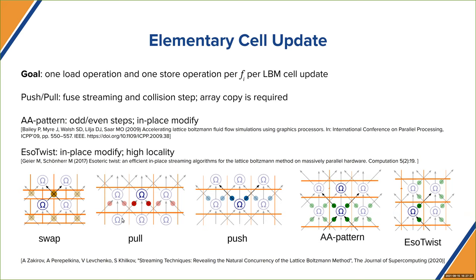In pull, in each cell, we collect the values from the neighboring cells and perform the collision in the central cell. In push, it is the contrary. However, here we need to store two copies of the data arrays to avoid data collisions. It is not good if the memory is limited, like on GPUs, which do not have much memory. The next thing that was developed is the AA pattern, which has an in-place modify property. For each cell, the data is loaded and stored to the same places. Only one copy of the array is required, and the limit of one store and one load operation can be obtained.